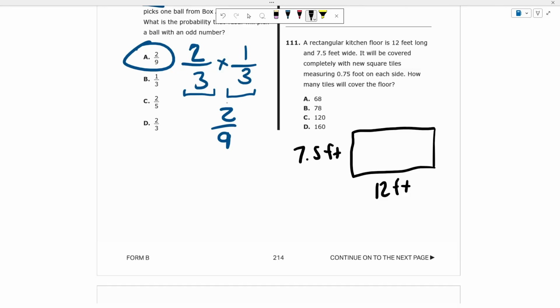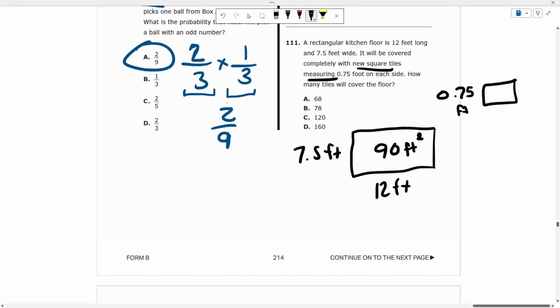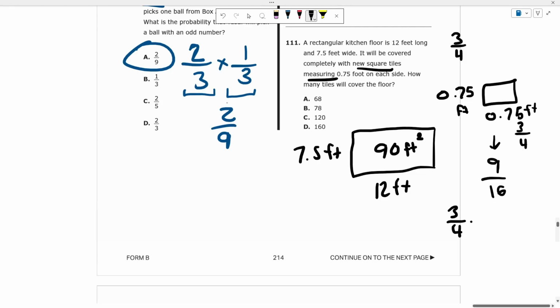So we know that the area here, 7.5 times 12, is going to be 90. So there's 90 square feet. Keep in mind this is square feet, okay? Now we know that the square tiles each measure 0.75 feet on each side, meaning that they have an area of 9/16, right? Why? Because 0.75 is equal to 3/4, and this is equal to 3/4. 3/4 times 3/4 is equal to 9/16. And remember that this is feet squared.